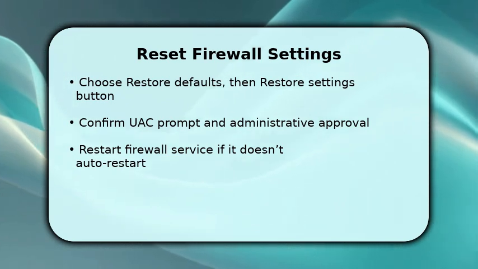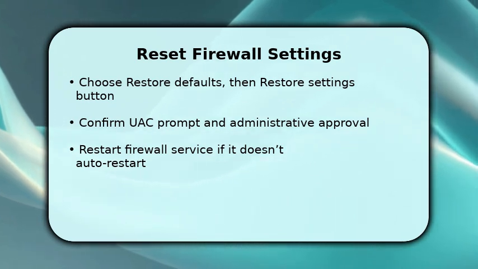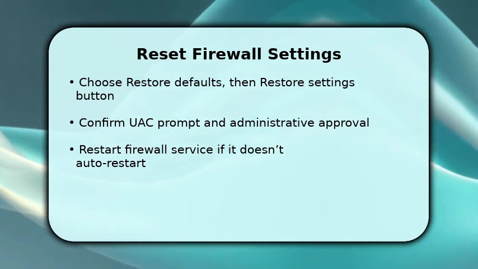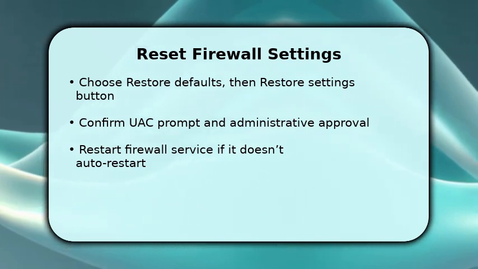If you prefer command line, open an elevated PowerShell and run netsh advfirewall reset. Once executed, check that the Windows Firewall service is running. Restart the service if it didn't auto-restart to ensure defaults take effect.